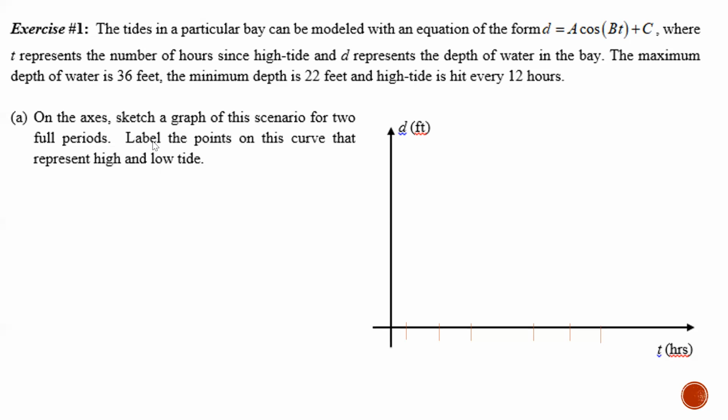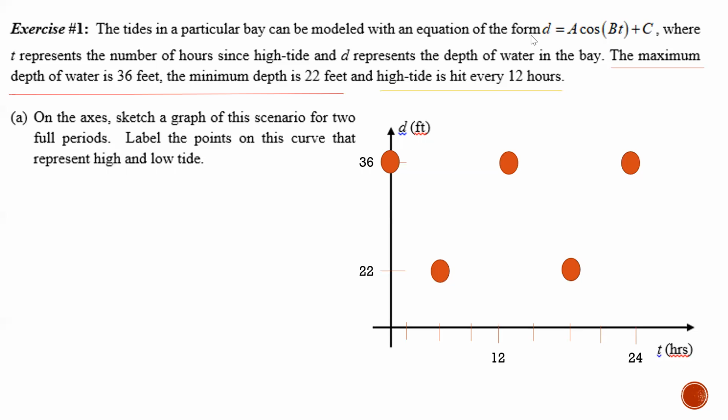Okay, on the axis, sketch the graph of the scenario for 2 full periods. Label the points on this curve that represent the high and low tide. Okay, so the fact that we have our high point of 36, our low point of 22, boom, there we go. It hits every 12 hours means that we're going to go out every 4. That's our period. So 12, 24 would be 2.